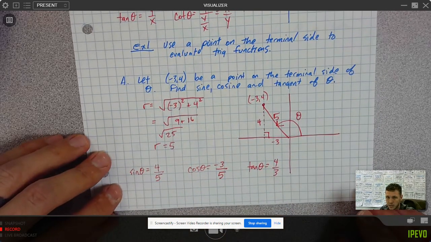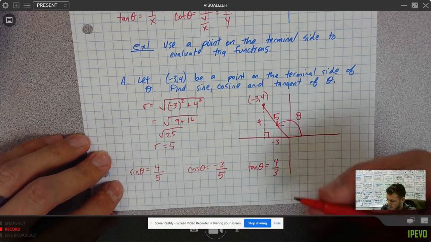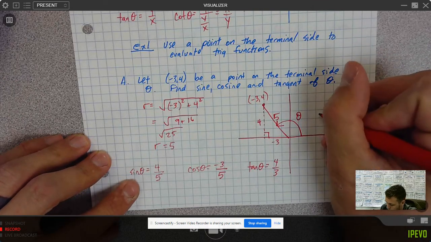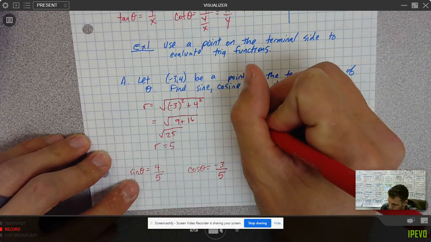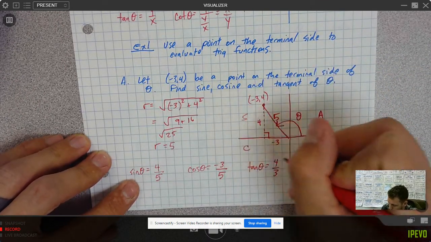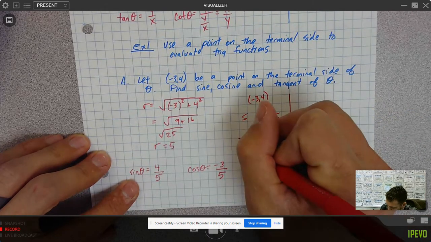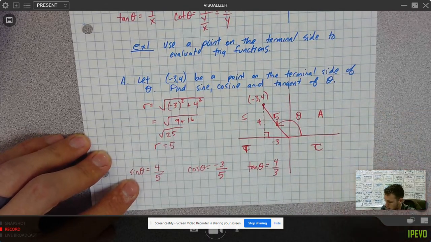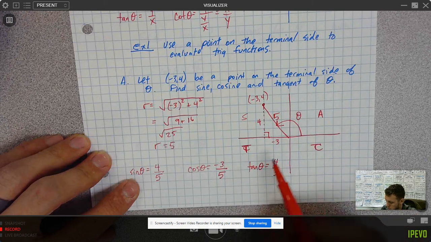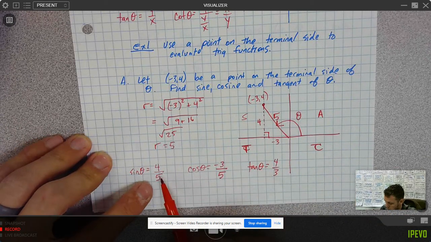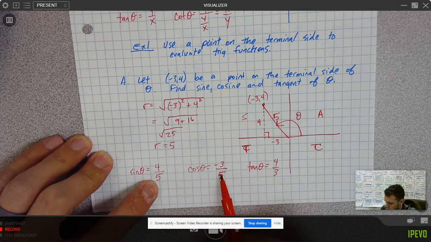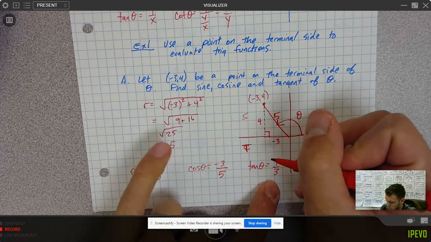So we know in quadrant 1, all of them are positive. Quadrant 2, sine is positive. All students take calculus. So we're in quadrant 2, so sine should be the only positive. Cosine's -3/5, tangent, and that's where I did it. I forgot to put the negative with the 3. Okay? And so those are those 3 trig ratios.